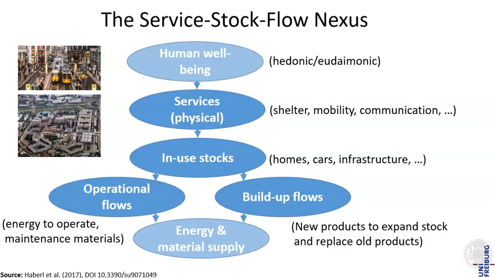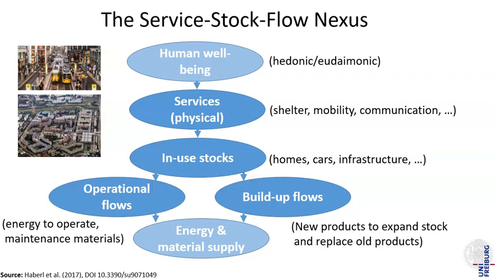We study the so-called service stock flow nexus. So we start with the notion of human well-being, for which we need services, shelter and mobility, and to provide those services we need in-use stocks, and to build up and maintain the in-use stocks we need both operational flows, for example the fuel to run your car, and we need the build-up flows, for example to expand the building stock. And those material and product flows are then linked to material and energy supply.